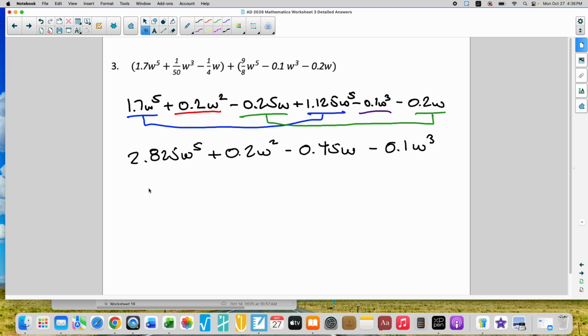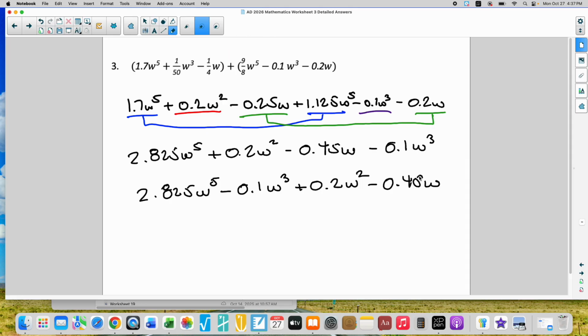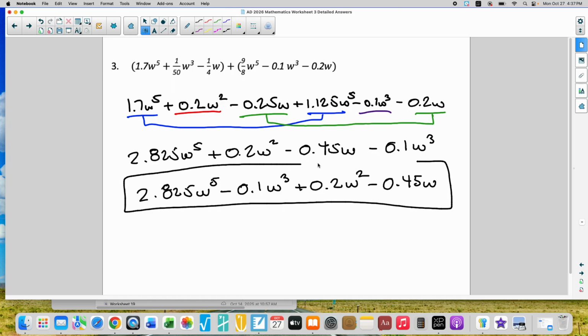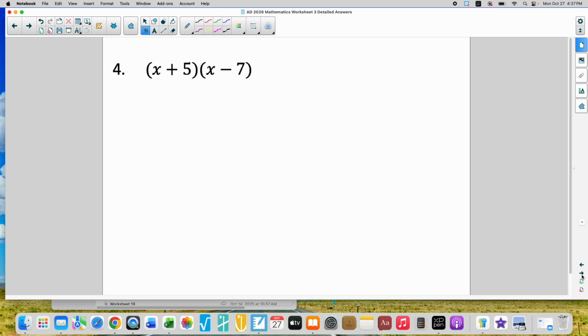Let's put them in descending order. 2.825 w to the fifth minus 0.1 w to the third plus 0.2 w squared minus 0.45 w. That's a horrible 5 right there. Oh, I should make that smaller. To the fifth w. Now I see double on w's. Good. So that would be our answer in standard form. We've combined all like terms. We're good to go.